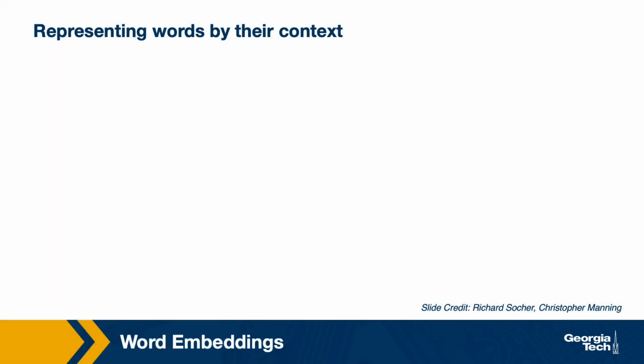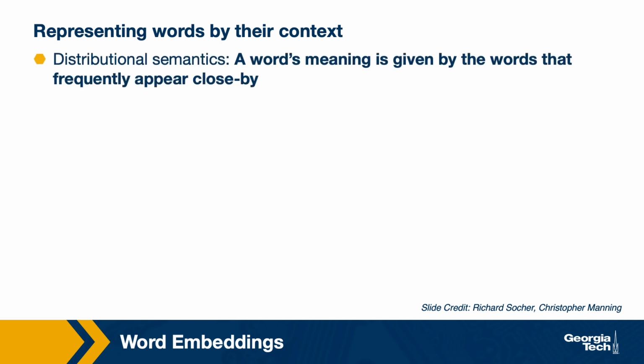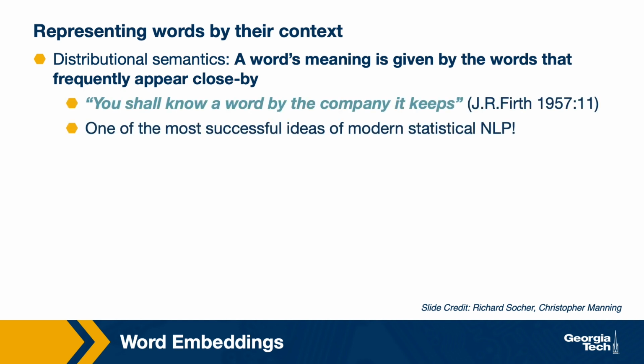The search for a good representation of words has been a long-term pursuit in NLP. The idea of distributional semantics is that if you know in what contexts a certain word is used, then you understand the meaning of the word. As J.R. Firth said, you shall know a word by the company it keeps, and it is one of the most successful ideas of modern statistical NLP.